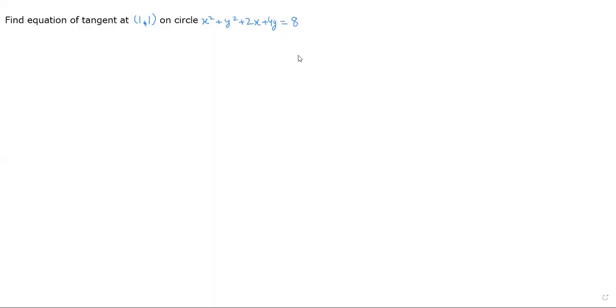Now the question is saying that we have to find the equation of tangent at 1 comma 1 on a circle x square plus y square plus 2x plus 4y equals to 8. This is the thing which is given to me. Now I'm drawing a rough sketch so I can explain how we are going to do the working.